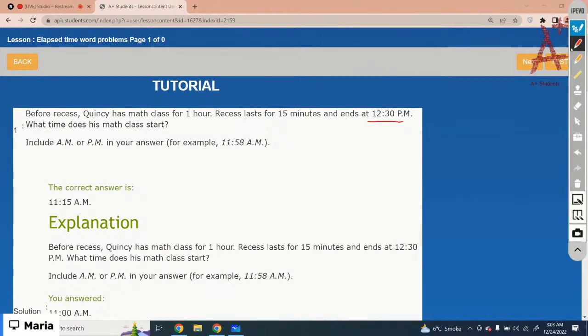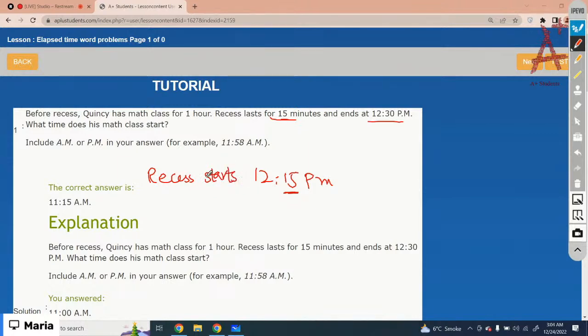Got it? So if the recess ends at 12:30, go back 15 minutes. Got it? Because recess lasts for 15 minutes. So go back 15 minutes. It would be then 12:15. Got it? If you go back 15 minutes, that means 12:15 is the time when recess starts.